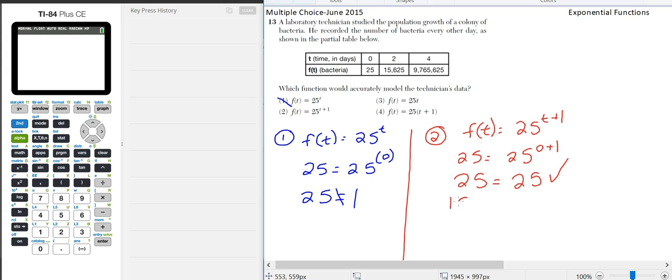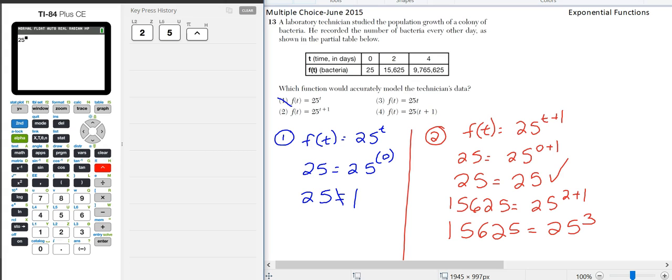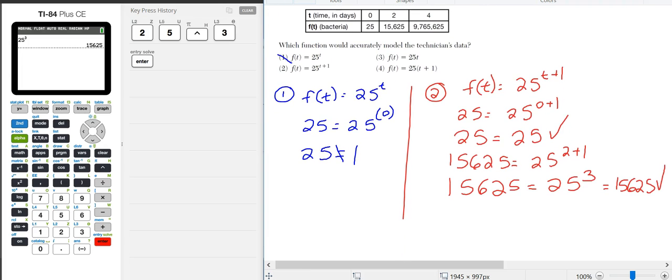We have 15,625. Is that equal to 25 to the t is 2 plus 1? So is 15,625 equal to 25 to the 3? Let's see what 25 to the 3 is. 25 cubed is 15,625. So this point 2, 15,625 does make the equation true. So far so good. Let's try the last point.